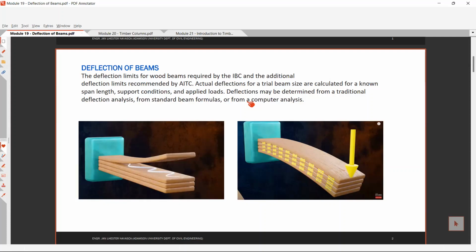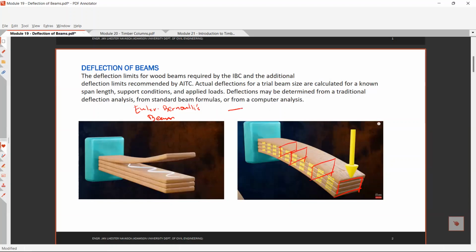The traditional deflection analysis and the standard beam formulas come from the Euler-Bernoulli beam. This is the assumption that every plane section of the beam, wherever you cut, remains constant or the same. It does not distort. There is no distortion.